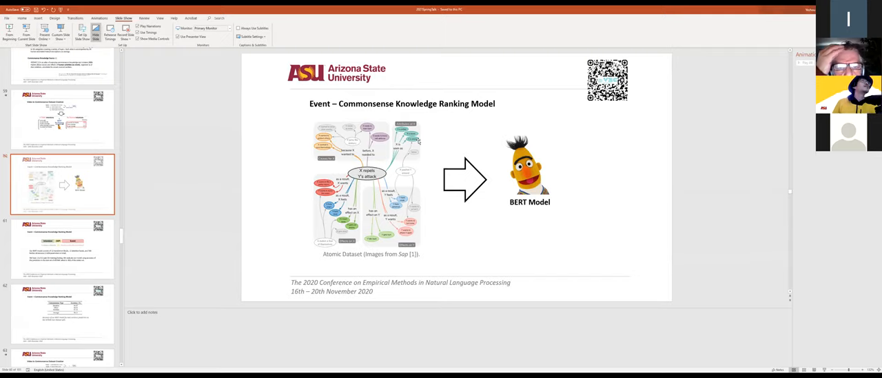brave, strong, and the cause of X is because X wants to do ABC, the effect is as a result, X wants to do ABCD. So that's the linguistic. Oh, I see. So they have the information in the form of those kinds of schemas, you can say.